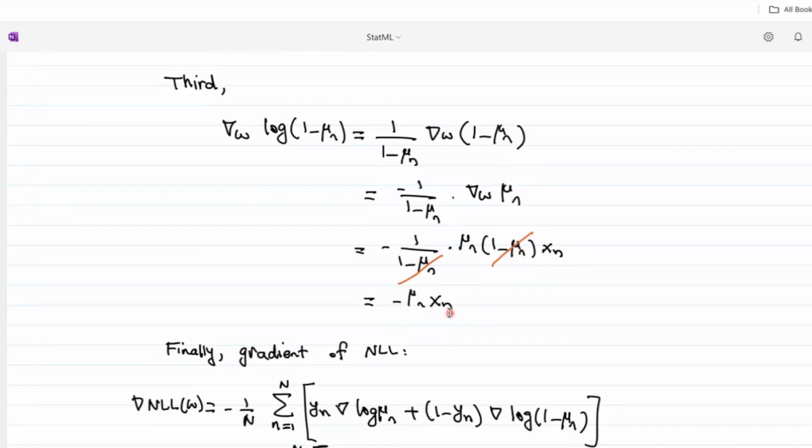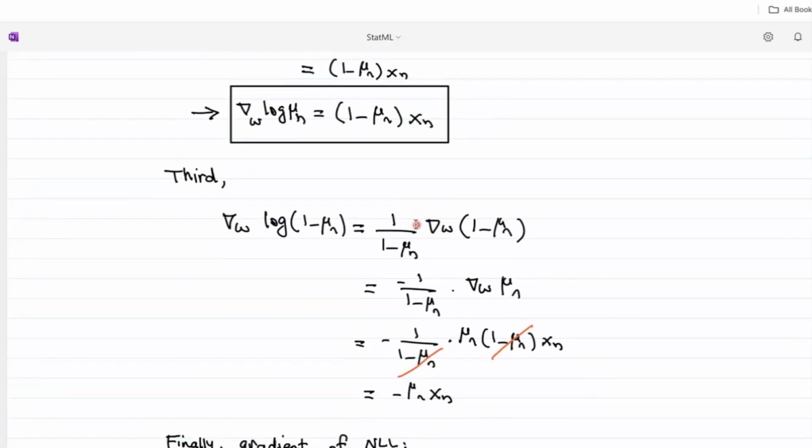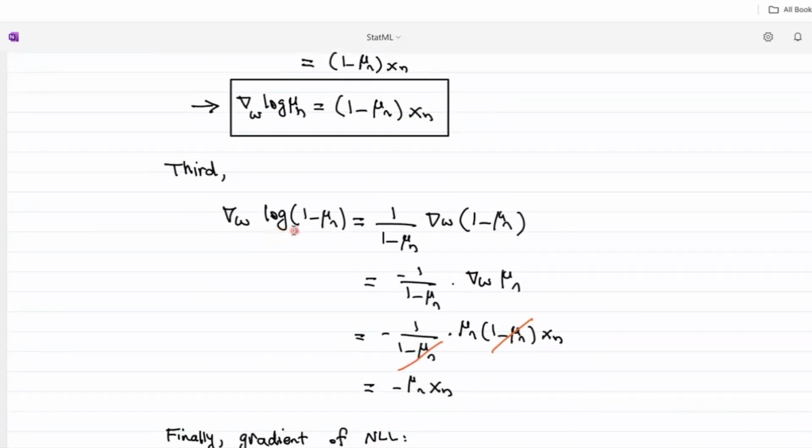So we have two parts, right? We have this gradient of log of mu n, which has this expression, and the gradient of log of 1 minus mu n, which is negative mu n times xn.